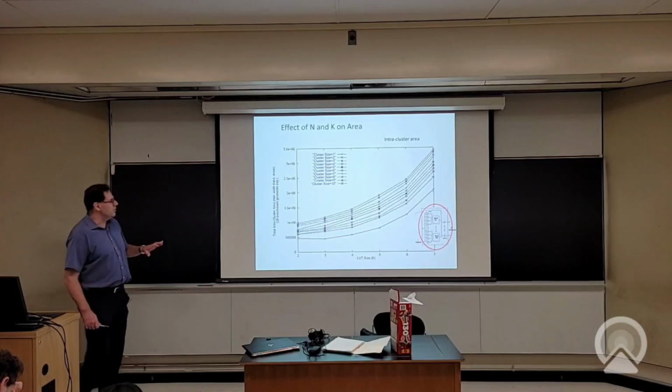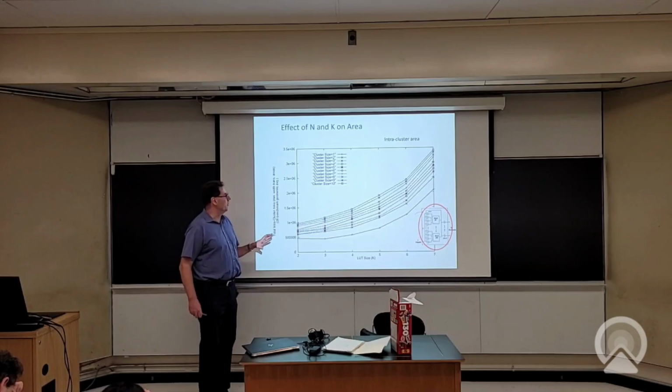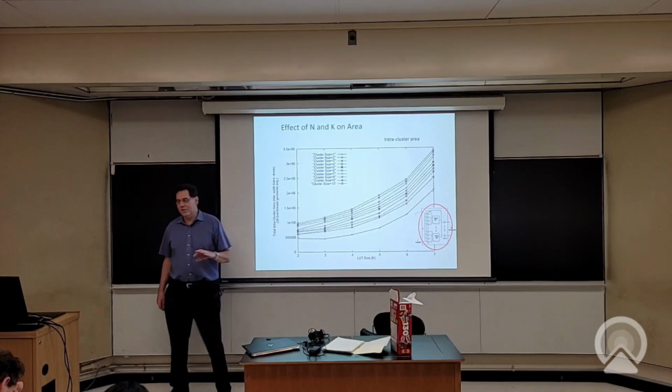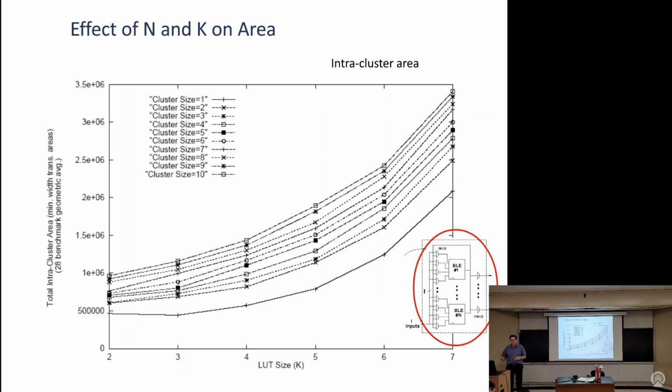Okay, so then they do a whole bunch of charts that I'm going to try to walk you through on how these parameters n and k affect area. So they've set I to be about half the LUT inputs that can come into the logic block. And in this chart, they're showing how much area is in the logic cluster. So that's why I circled this. On the x-axis is what's happening with LUT size, so we're going from very small LUTs to very big LUTs.